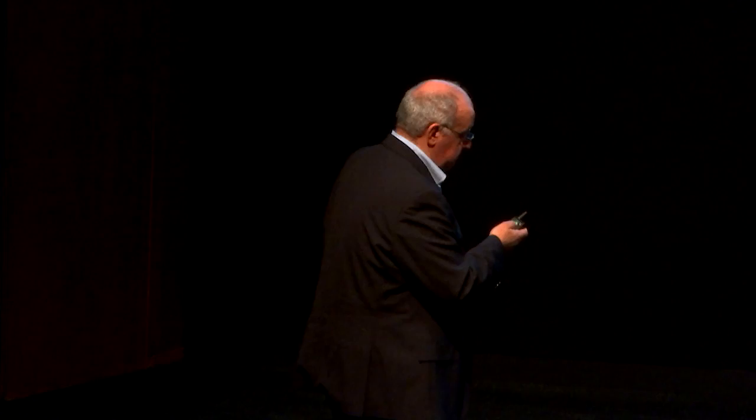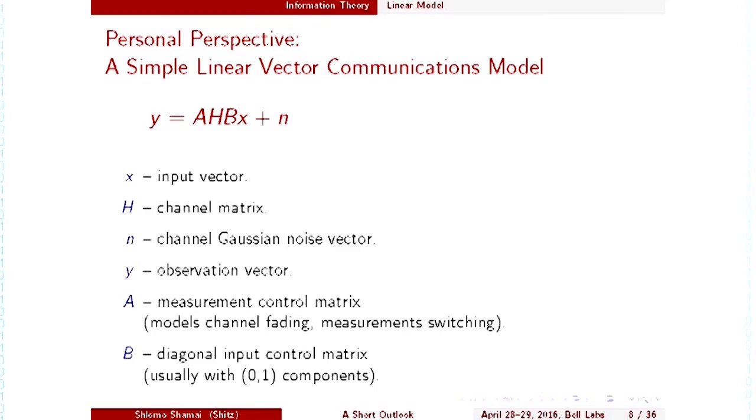Okay, so let's leave that and go to very simple models, just the linear Gaussian model. Here we have it. Y, the output, X, the input, H, the channel matrix, B, the sparsity 0-1 matrix of what affects what from X, A, which Ys are effective, the measurement control matrix, plus Gaussian noise. Such a simple model, really almost trivial. Let's see what this one gives.